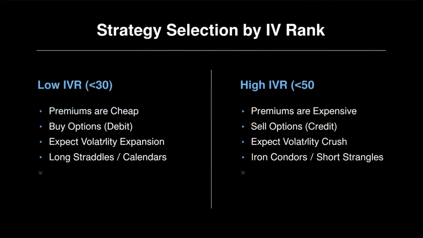This metric acts as your compass for strategy selection as we approach Phase 5 of this course. When IV rank is high, premiums are inflated due to fear or uncertainty, favoring net selling strategies like credit spreads or Iron Condors to capture mean reversion. When IV rank is low, premiums are cheap, favoring net buying strategies like long straddles or calendars.